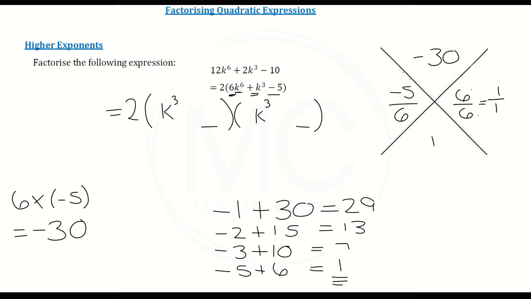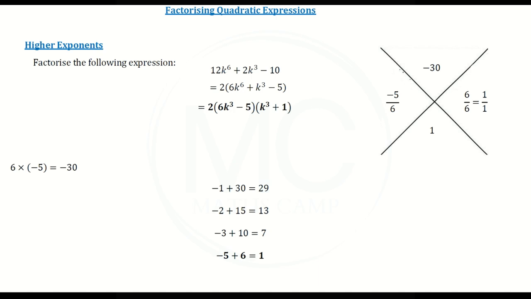Now let's fill in our brackets. The first fraction is negative 5 over 6. 6 becomes the coefficient of k cubed, so we have 6k cubed minus 5. Our second fraction is 1 over 1, so we get 1k cubed, which we leave as k cubed, and then we have positive 1. And we have now factorized this expression. We will look at more examples like this in upcoming videos.